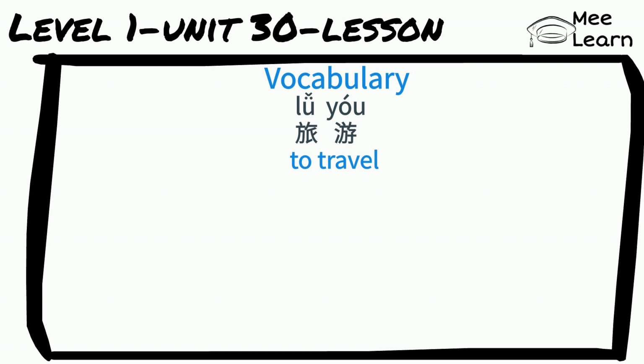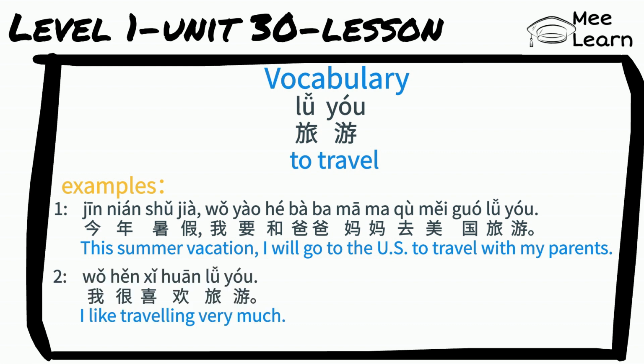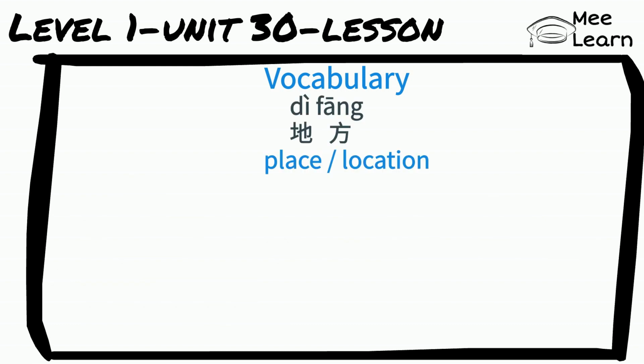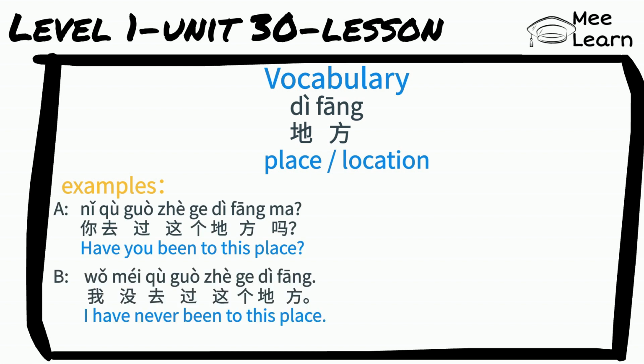旅游 to travel. For example, 今年暑假我要和爸爸妈妈去美国旅游。This summer vacation, I will go to the US to travel with my parents. 我很喜欢旅游。I like traveling very much. 地方 place or location. For example, 你去过这个地方吗？ Have you been to this place? 我没去过这个地方。I have never been to this place.